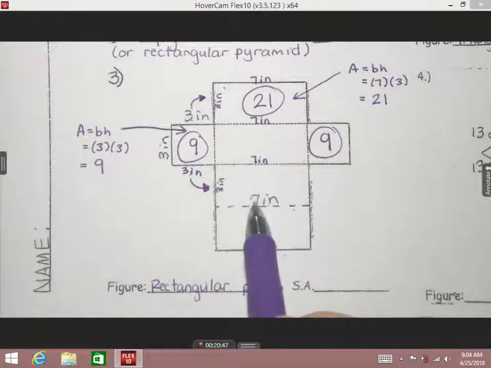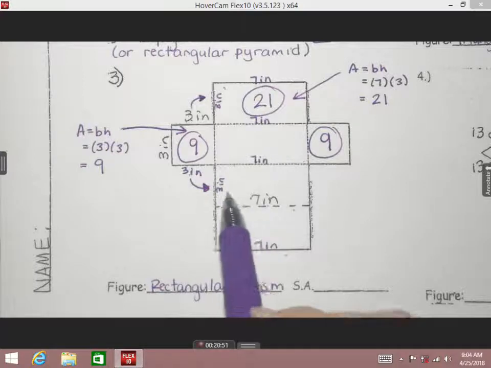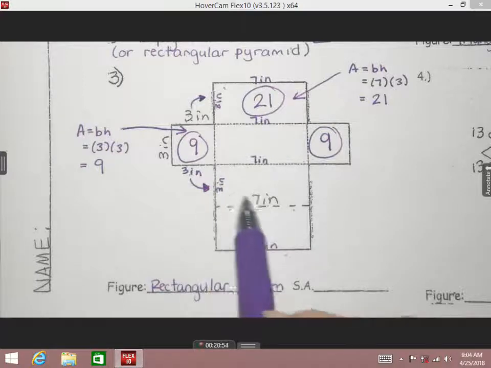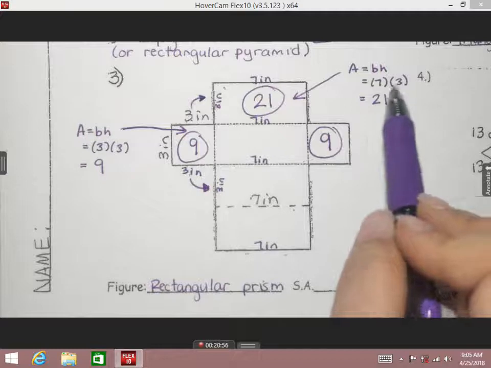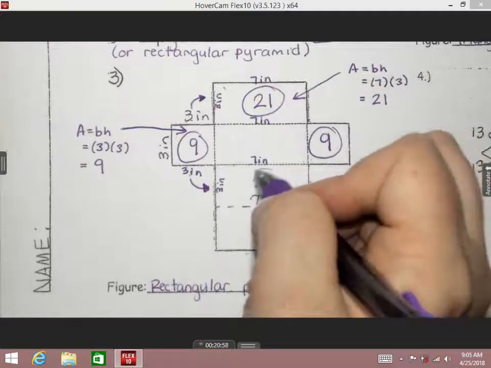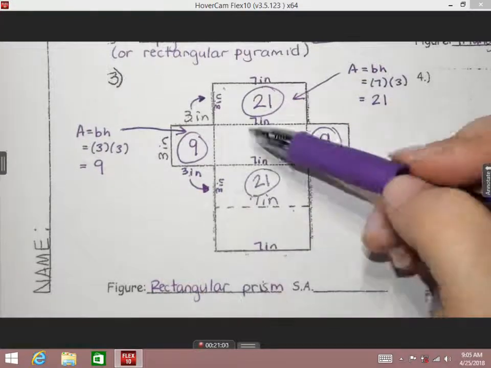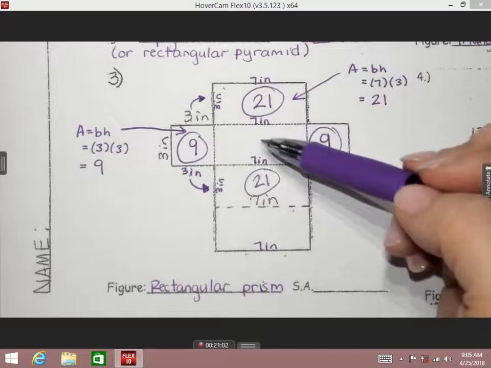3 and 7. Do y'all see how 3 and 7 is there? Didn't we already do one with 3 and 7? Yeah, and what did we get? 21. So do those match? Yeah. All right, let's look at this one because we do need to talk about this one in the middle.